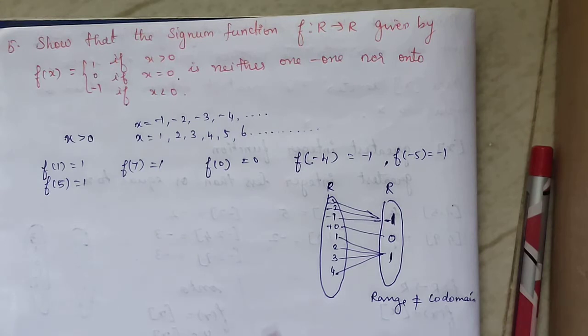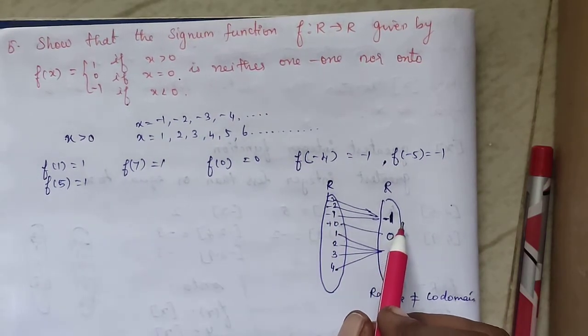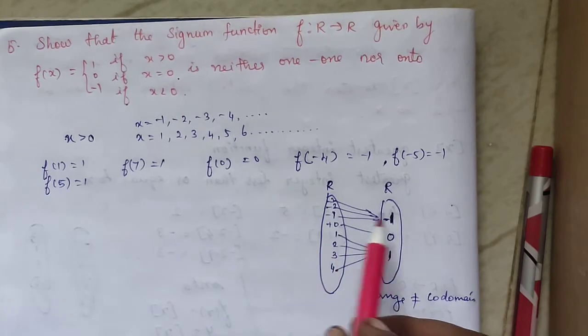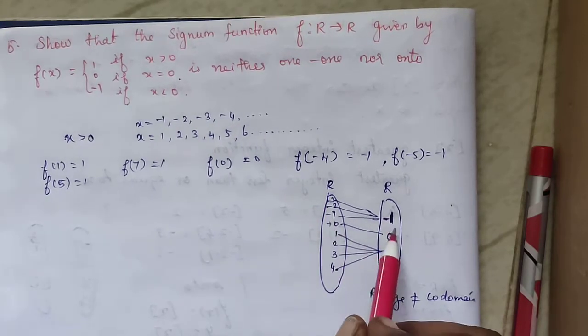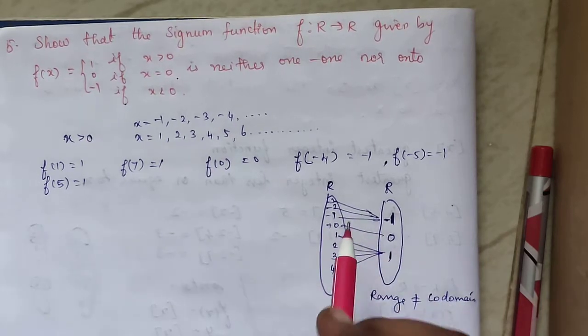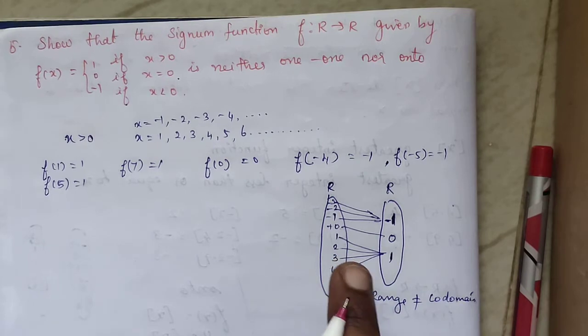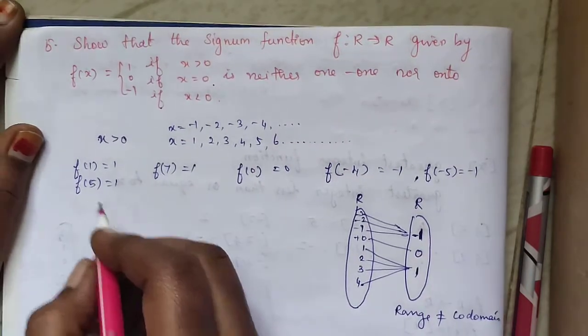Now one-one function means for one element it should have only one image. For minus 1 it is minus 1, for 2 it is 1, for 1 also it is 1. This is a many to one function, this is not a one-one function. So by seeing this itself we can say that this is not a one-one function or onto function. Now let us show this by writing here.